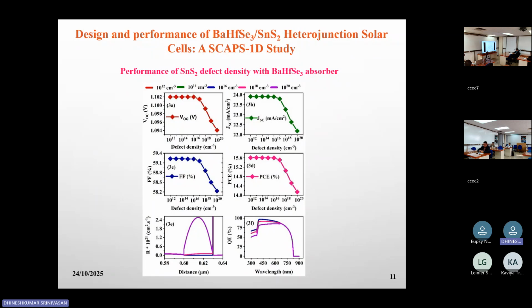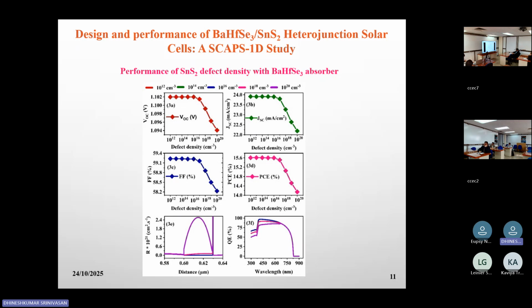The optical response was evaluated through quantum efficiency measurement. The quantum efficiency measurement shows that the device with the lower tin sulfide defect density exhibits higher quantum efficiency, reflecting more effective photon absorption and improved carrier separation.